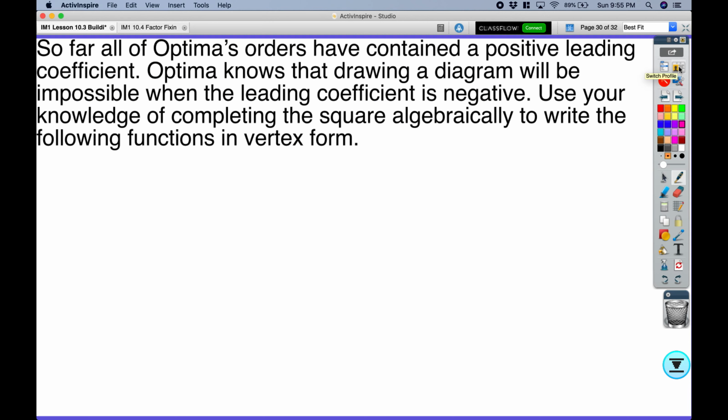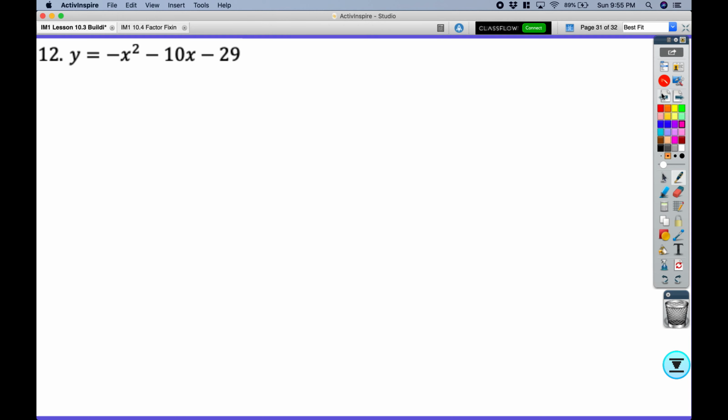All right, so far all of Optima's orders have contained a positive leading coefficient. Optima knows that drawing a diagram will be impossible when the leading coefficient is negative. Use your knowledge to complete the square algebraically to write the following function in vertex form. So we went over this. We're going to go over it again. Let's go ahead and look at the last few examples.